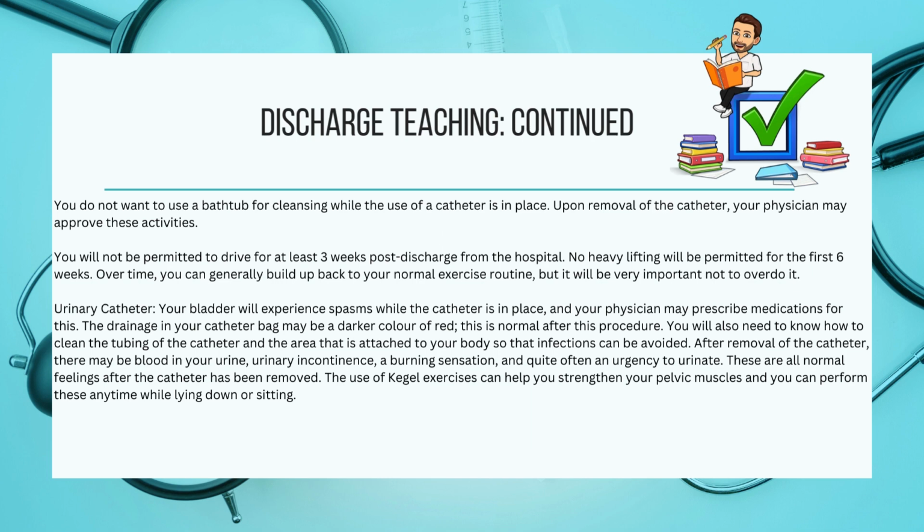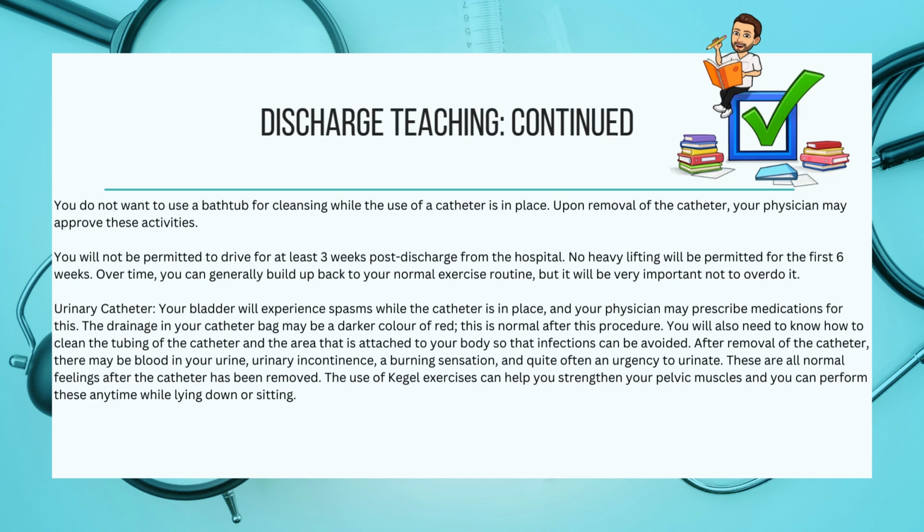With the urinary catheter, your bladder will experience some spasms while the catheter is in place, and your physician may prescribe medications for this. The drainage in your catheter bag may be a darker color of red, and this is normal after this procedure. You will also need to know how to clean the tubing of the catheter and the area that is attached to your body so that infections can be avoided.